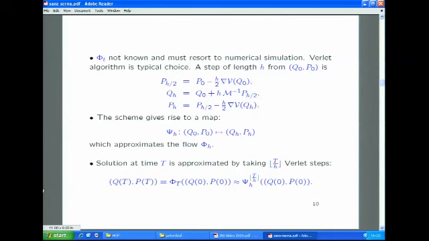So this is one step of the so-called velocity Verlet that moves from my initial condition to an approximation at time h. And of course, in the hybrid Monte Carlo, I want to go to time capital T, so I have to take T over h Verlet steps, and I call the corresponding map psi. So this is the true flow, and it's approximated by T over h steps of length h of the Verlet algorithm.